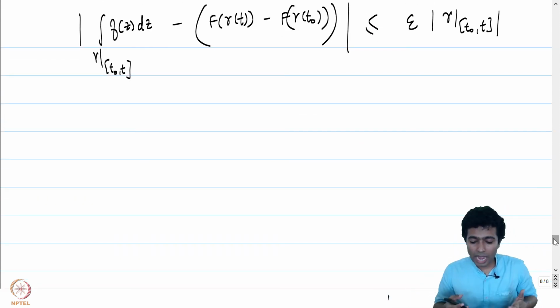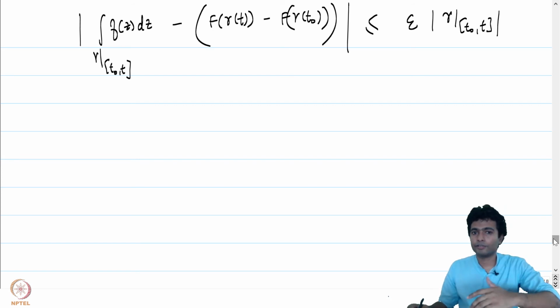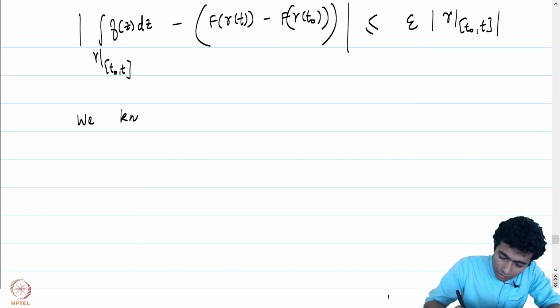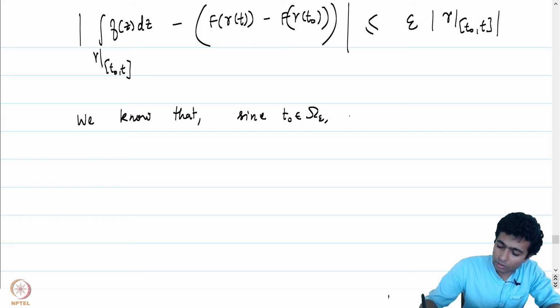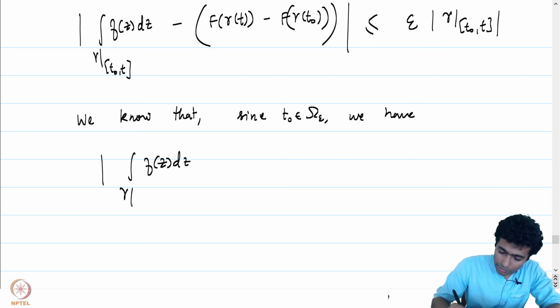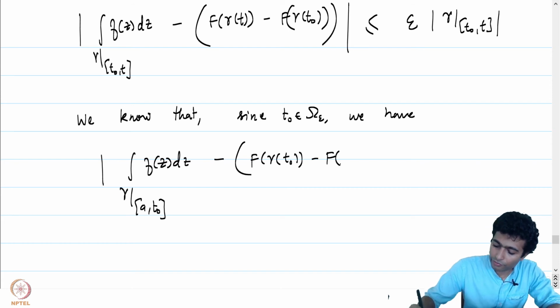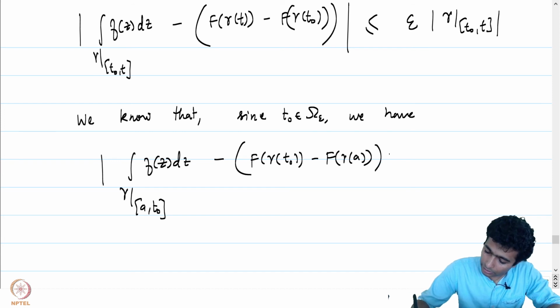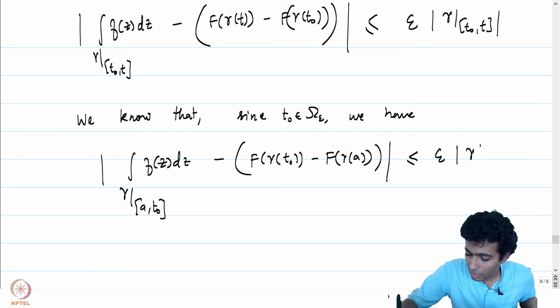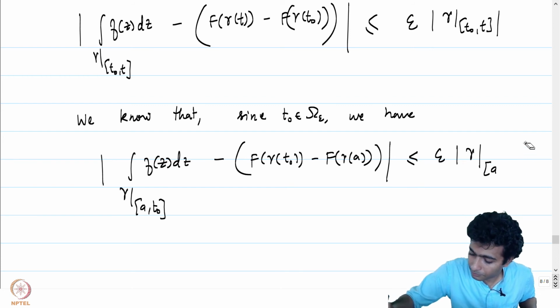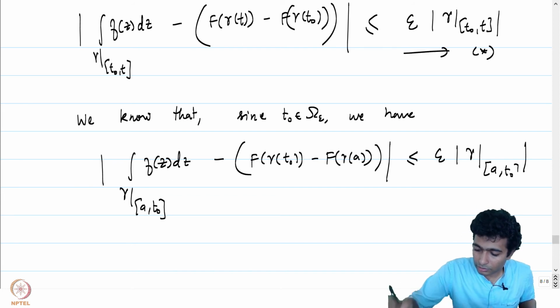we now only need to add the corresponding equation for t naught. So we know that since t naught belongs to omega epsilon, we have the integral of f of z dz over gamma a restricted to a comma t naught minus f of gamma of t naught minus f of gamma of a. This is less than or equal to epsilon times the arc length of gamma restricted to a comma t naught. And let's call this star.